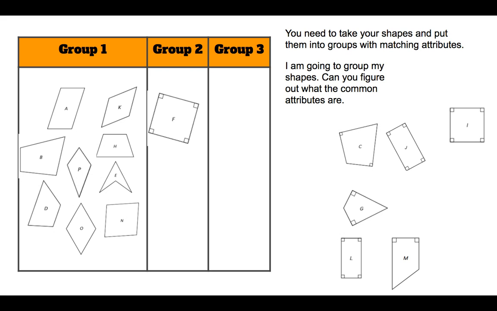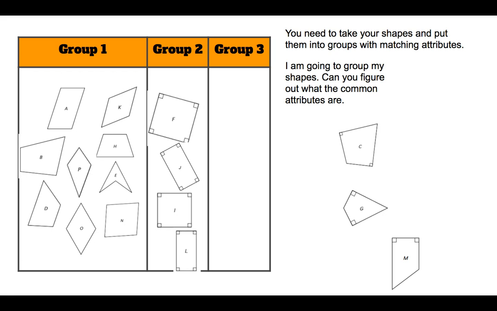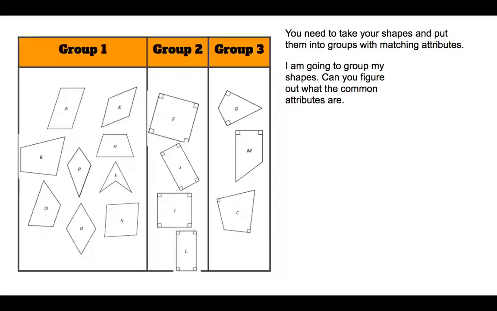So I'm going to put F in group 2. J in group 2 as well. I in group 2. Let's throw L in group 2 also. Are we seeing some patterns? Okay, so now I've got G. I'm going to put G in group 3. And M also in group 3. And finally C in group 3. All right, so take a look at these shapes. See if you can figure out how I group them.